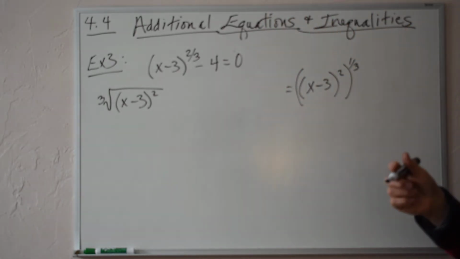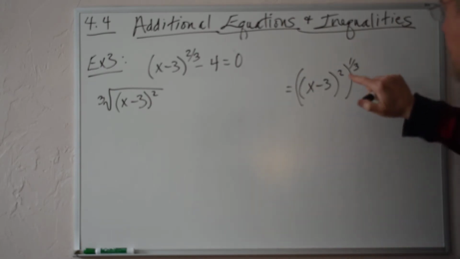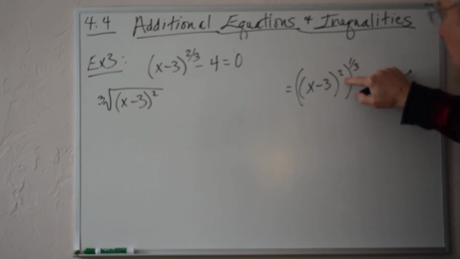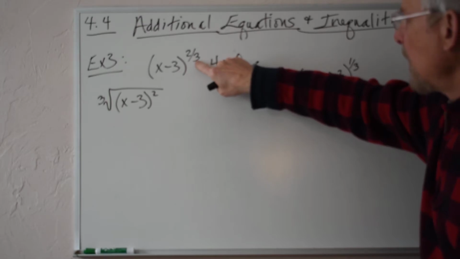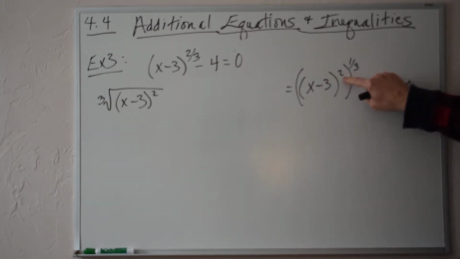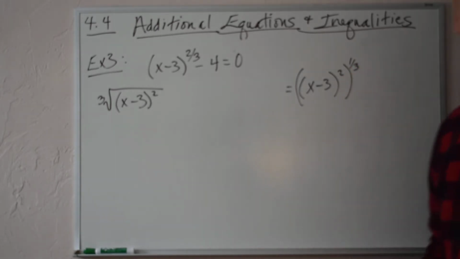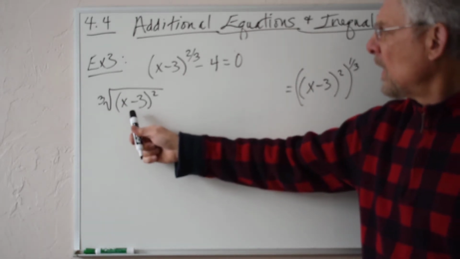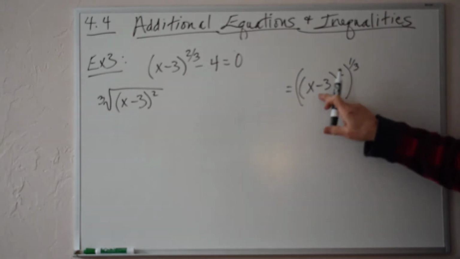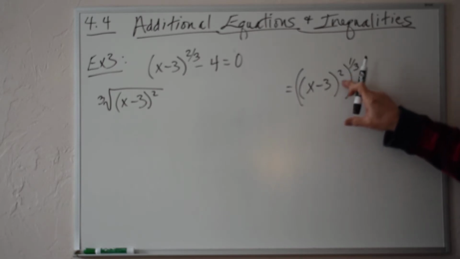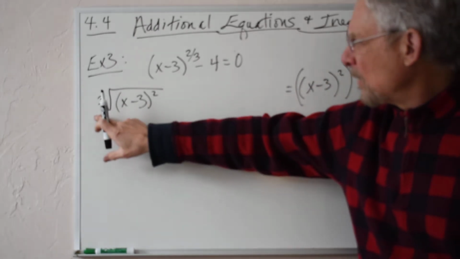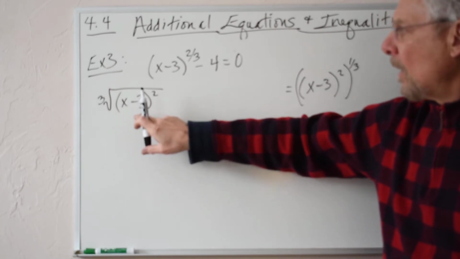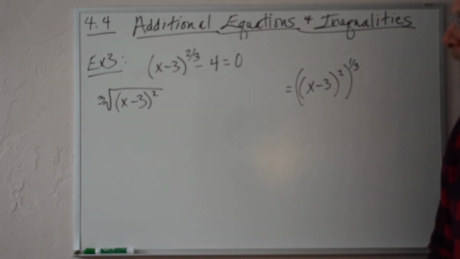Right? We know from our rules with exponents that exponents multiply. So this 2/3 that's there can be thought of as 2 times 1/3. And of course it can be thought of as 1/3 times 2 if you prefer. In this case I think it's going to be easier for us to just say, all right, this is x minus 3 quantity squared to the 1/3 power, which is the same as just taking the cube root of quantity x minus 3 squared.